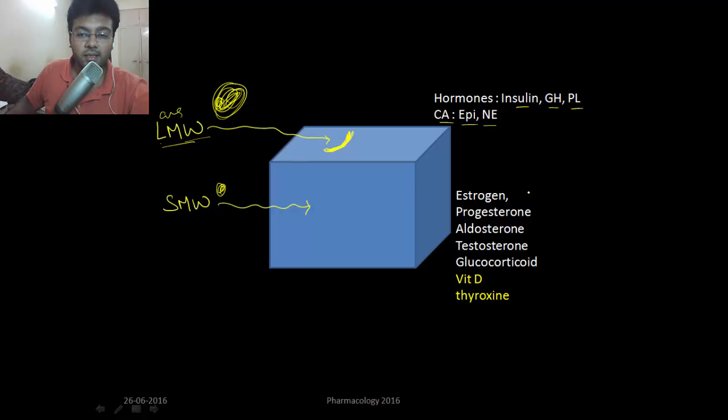In contrast, the steroids, vitamin D and thyroxine are very important. Everybody remembers steroids: estrogen, progesterone, aldosterone, testosterone, glucocorticoids. They go inside the cell because they are lipid soluble. Plus, vitamin D and thyroxine are very small molecular weight substances which can go inside the cell, so they act on receptors inside the cell. Once again: large molecular weight, surface receptor; small molecular weight, receptors inside the cell.